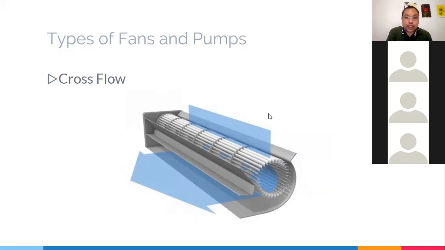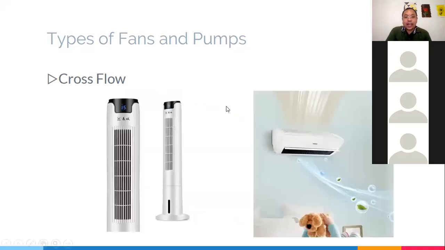There are three major types of fans. The first type of fan is the cross flow fan. This cross flow fan, you will probably be familiar with it when you see it in the market as the tower fan, yung tower fan na nakikita nyo sa SM, or the wall-mounted air conditioning system. So these are the ones that are using cross-flow fan.